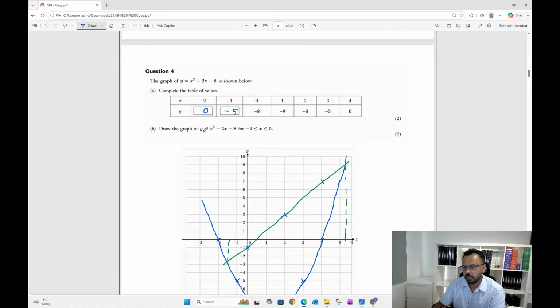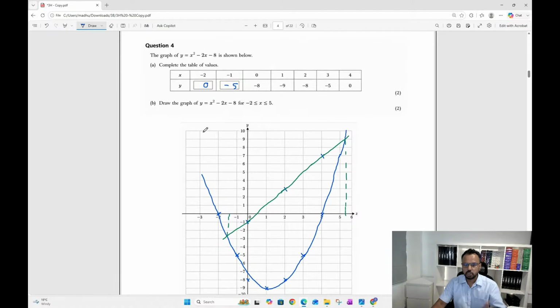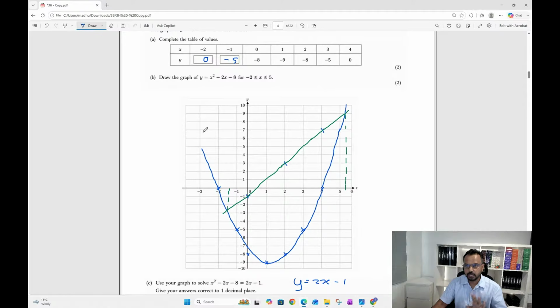Draw the graph. Now, only pay attention to the blue lines. What do I do? Negative 2, 0 here. Negative 1, negative 5 here. And the next one, next one, next one, next one. And you just literally draw the blue curve. Thumbs up if you understand it, the blue curve. Is that okay?